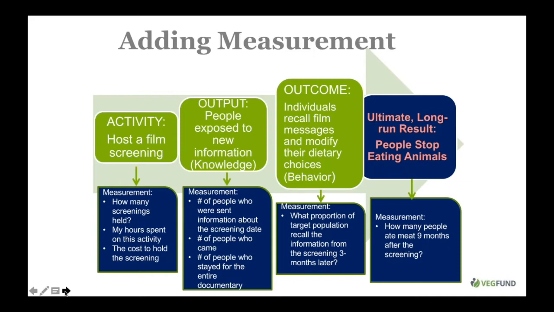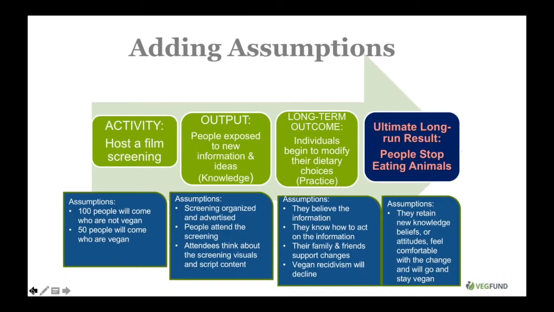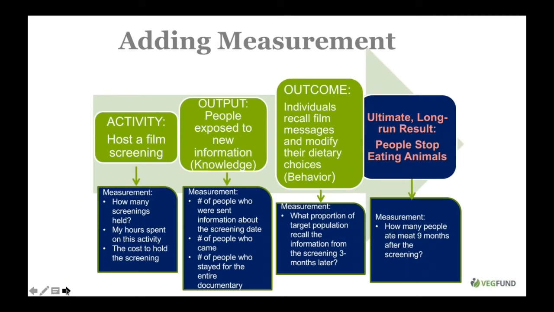So when we look at measurement, we go back and we say, well, how many screenings did we actually hold? Well, let's just say we did one. And how many hours did it take me to organize this activity? What was the cost to hold the screening? What was the licensing fee? The output, how many people actually came? I anticipated that 150 would come. Did 150 come or did 50 come? And of those people who came, who were vegan, who were non-vegan, and how many people stayed for the entire documentary? Because if a lot of people walked out, then my assumption that these individuals were convinced by new messages would not hold, they would not have even heard the messages, right?